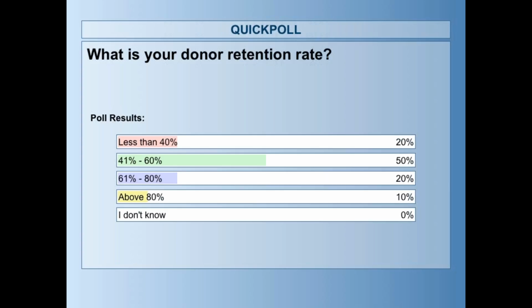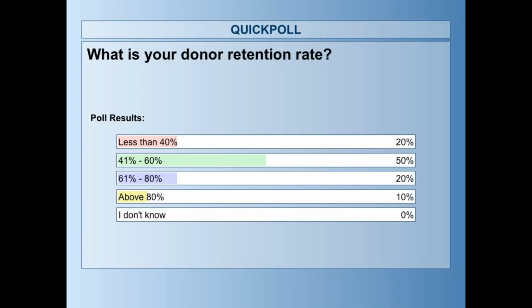If your retention rate is less than 40%, so the 20% of folks here who said that, it could be because you're doing a bad job at creating relationships with donors. You're not doing all of the retention activities, the cultivation activities that you might want to do. Maybe thank you notes are getting out late. Maybe you only send out one reminder for donations instead of sending out 3 like some other organizations do. So that could be one explanation.